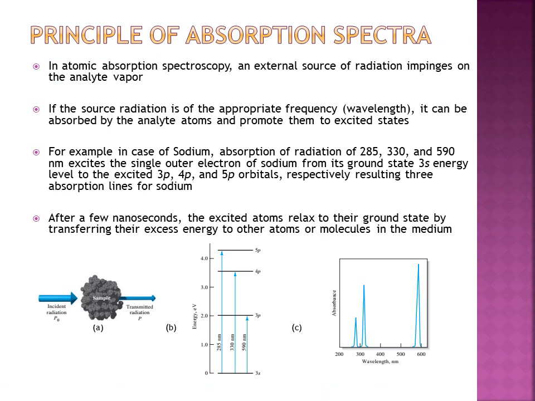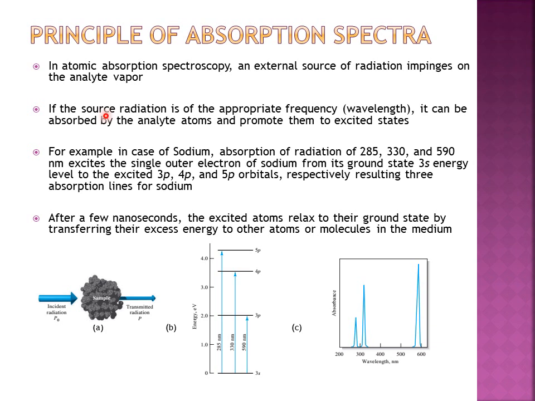And now we will concentrate on our topic, and that is atomic absorption spectroscopy. So let's see the principle of absorption spectra. In atomic absorption spectroscopy, an external source of radiation impinges on the analyte vapor. So we use an external source that produces radiation. These radiations are made to fall on our sample, which is shown in diagram A. So these are the radiations coming from the source being used, and here is the sample.